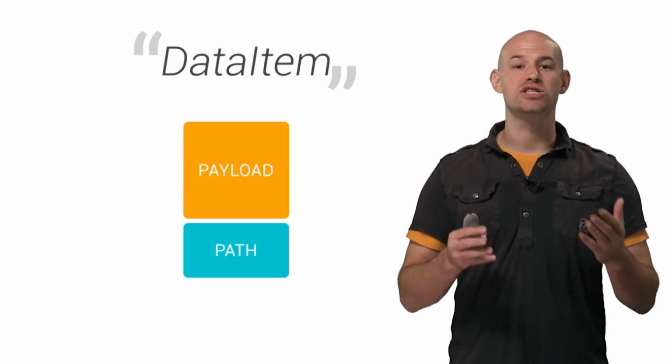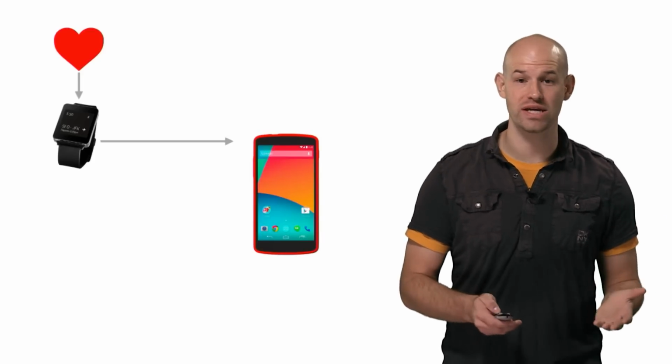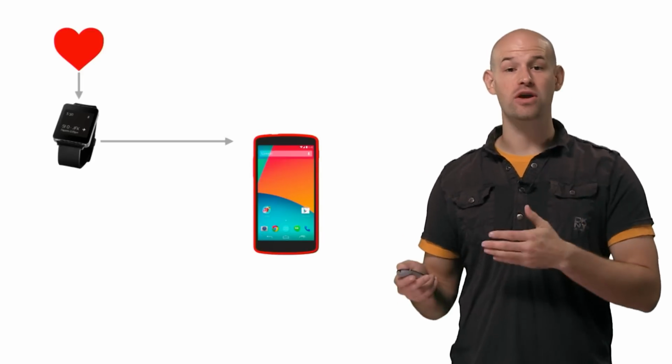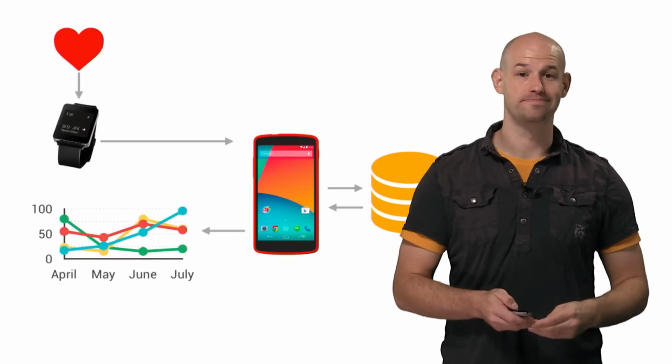Data item is great for sending small batches of data back and forth between the wearable and handheld. For example, using the Wear device sensors to gather heart rate information and then send it across to the user's phone, which will then cross-reference it with the past 14 weeks of sensor data and provide the resulting graph back to display on the watch.